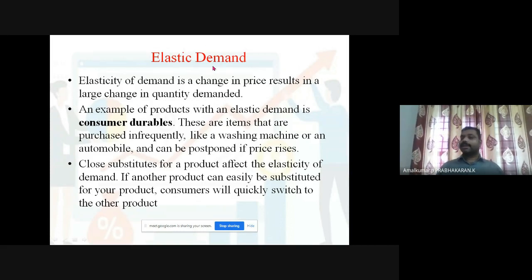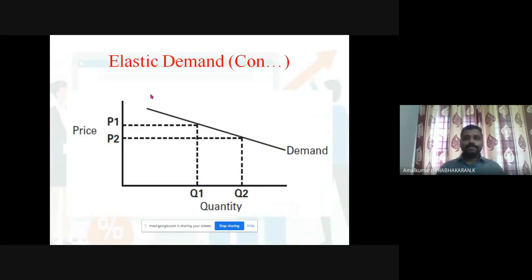So elastic demand means any small change in price leads to a large change in the quantity demanded. Consumer durables are an example. The close substitute creates some impact on the elasticity of demand. Then we move on to a graphical representation of elastic demand.